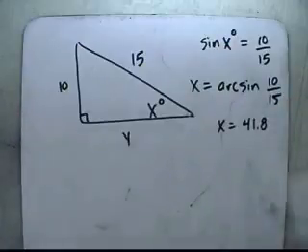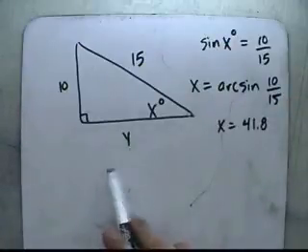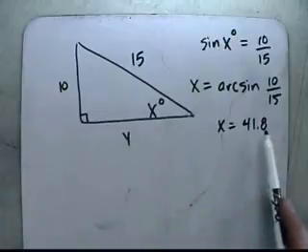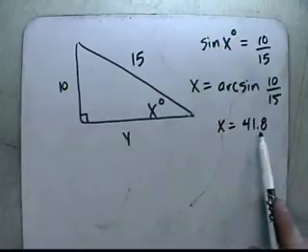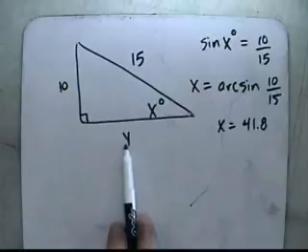Now, once again, if you want to find y, you could use a trig function and use the 41.8. But what if you get that number wrong? And then it's all messed up. So you might as well use those given sides and do the Pythagorean theorem to get that one.